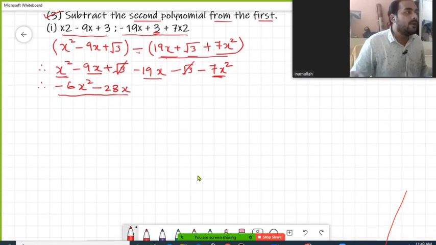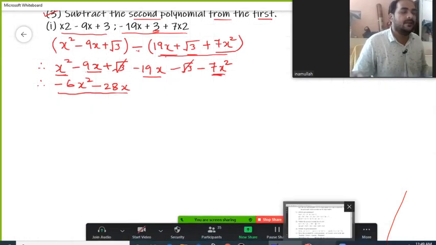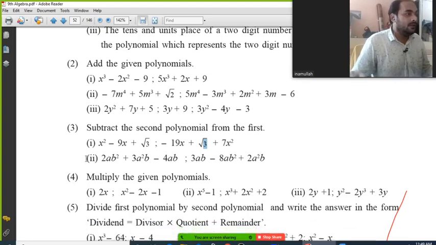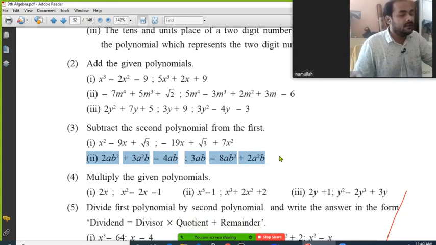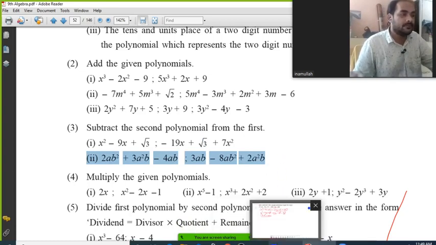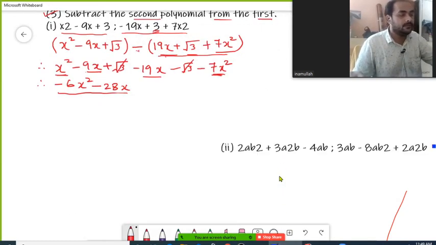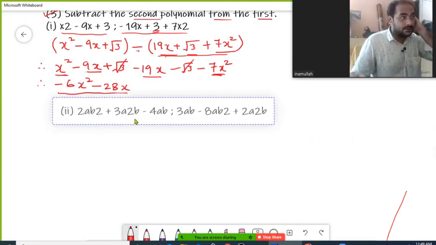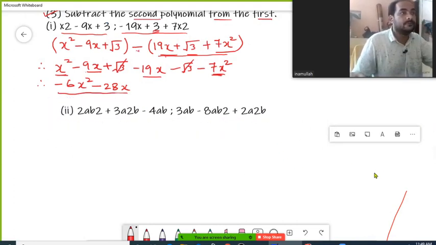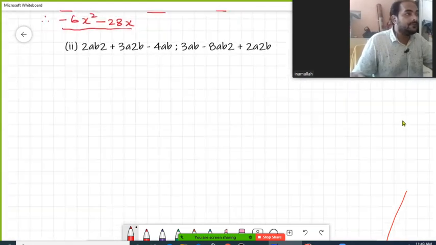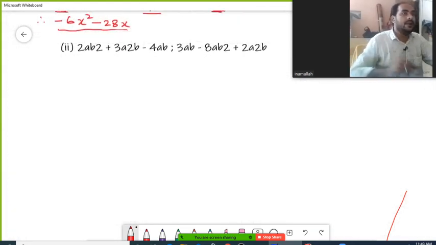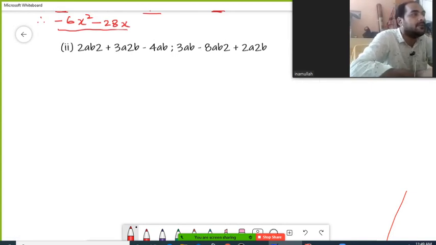Let us take one more example so that you will understand this subtraction method well. This is my second question, where we have two variables together in one particular term. So here, this is our question. Same way, first we will write these two polynomials in the proper way. We have two polynomials from here to here. This is your first polynomial, and this is your second polynomial.